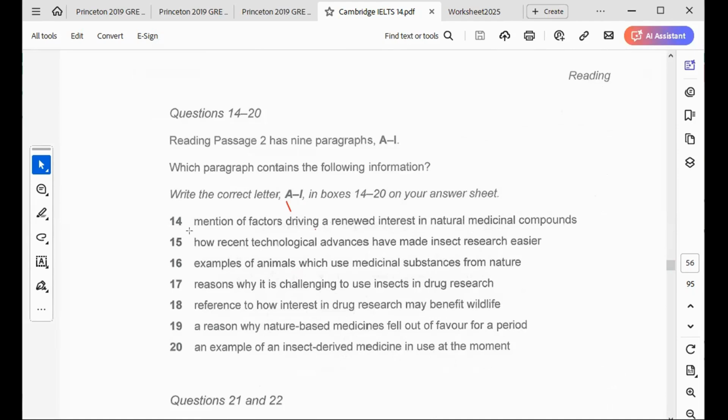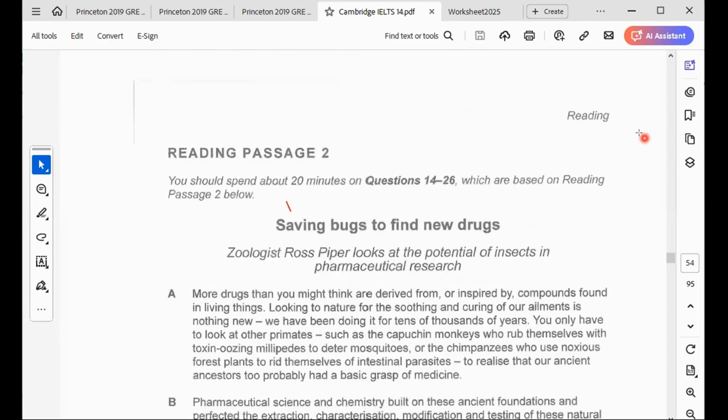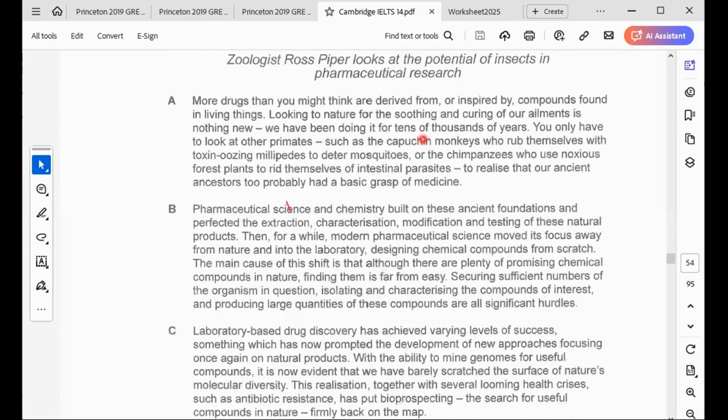Which two of the following make insects interesting for drug research? So let me see. Let me go to the passage and look for what makes insects interesting. I'm going to need to scan from the beginning. Insects interesting for drug research.